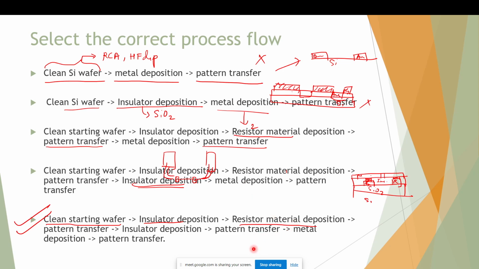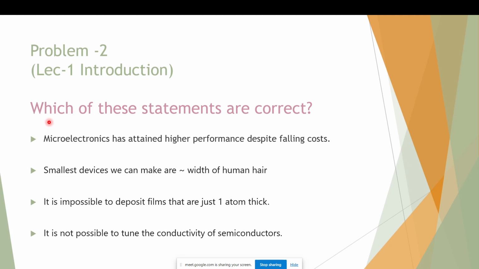Okay, so let's move on to a bit easier question. Which of these statements are correct? The first statement is microelectronics has attained higher performance despite falling costs. The second is the smallest devices that we can make are of the width of a human hair. Human hair is somewhere around, say, 100 micrometers. Third is it is impossible to deposit films that are 1 atom thick, and fourth is it is not possible to tune the conductivity of semiconductors.